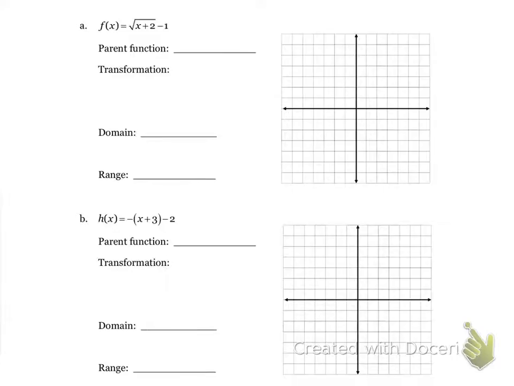Okay, so now this function, the parent function, is going to be the square root of x. So you can say the square root function, or sometimes I even say a radical function. And this has two transformations. We're going to go to the left 2, because remember with x we're opposite, and we're going to go down 1. So knowing we go through the origin, I'm going to go left 2 and down 1, so now that point is down here.